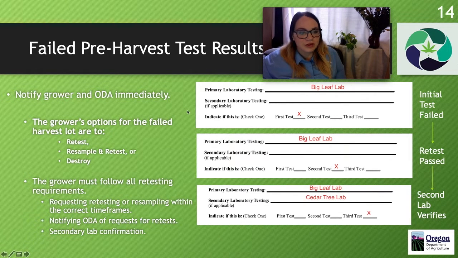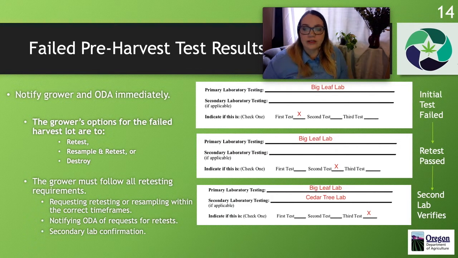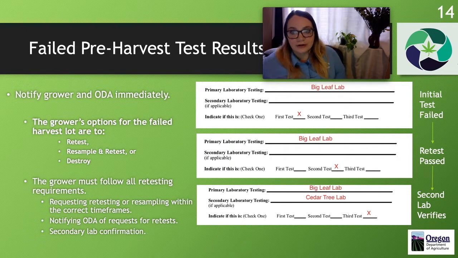The grower's options for the failed harvest lot are to retest. They can have you retest the file sample that you have, or they can have a lab come out and resample and then test that, or they can destroy it. Whatever they choose, I'm working with them through that process because there are steps that they need to follow. For example, the grower needs to request a retest within a certain time frame. The ODA also needs to be notified of the request for a retest, and then a secondary lab needs to confirm a passing result. Those are just a few of the requirements that the grower really needs to pay attention to, and they matter to you as well.